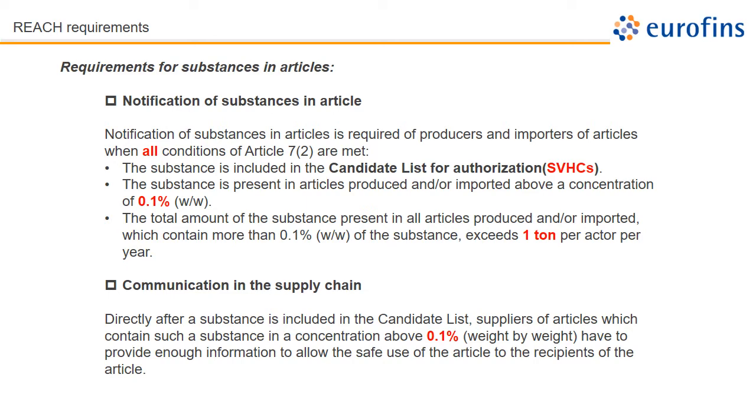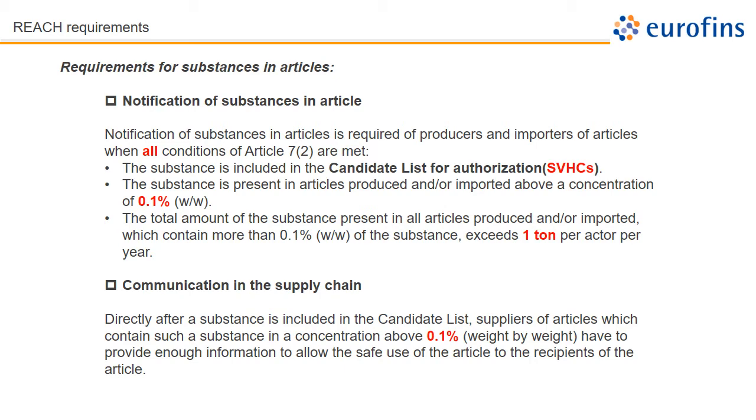REACH requires a notification of substance in article when following 2 conditions are both met. Please pay special attention to the word both. One of them is SHC contained in product's component is about a concentration of 0.1% weight by weight. The other is the total amount of that SHC exceeds 1 ton per year.